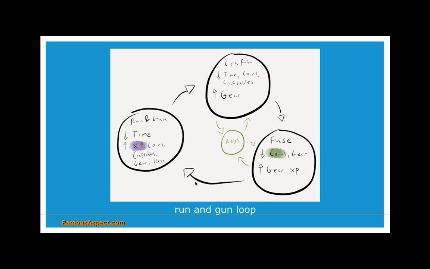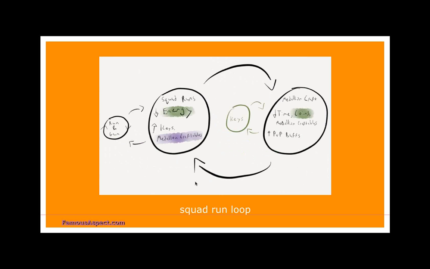So a player runs and guns, they craft items, and they earn craftables and gear, and they spend time and money to craft items and to fuse items so they can get more powerful gear, so they can take on better monsters, so they can get better craftables, so that they can make better gear, so they can take on better monsters. So this is the first level of engagement loop.